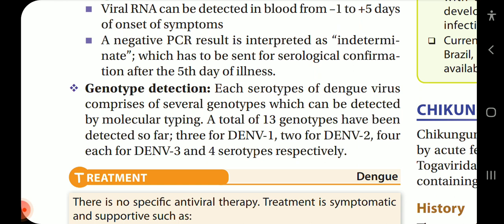Genotype detection. Each serotype of dengue virus comprises several genotypes which can be detected by molecular typing. A total of 13 genotypes have been detected so far: 3 for dengue 1, 2 for dengue 2, 4 for dengue 3 and 4 for dengue 4 serotypes respectively.